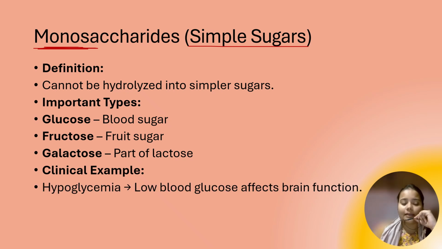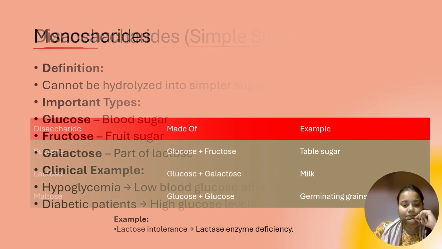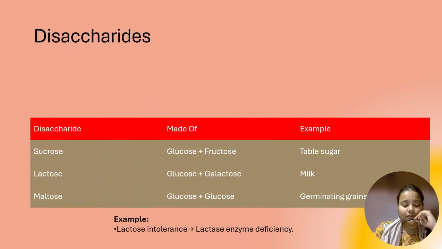A clinical example is hypoglycemia. What happens in hypoglycemia? Low blood glucose affects the brain function. Diabetic patients also have high glucose levels. So these are the two clinical examples.